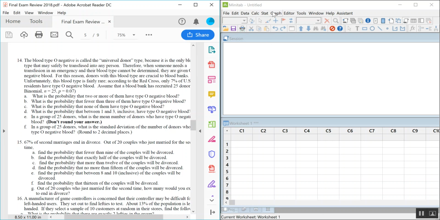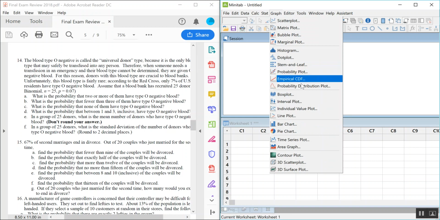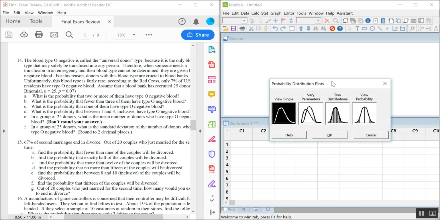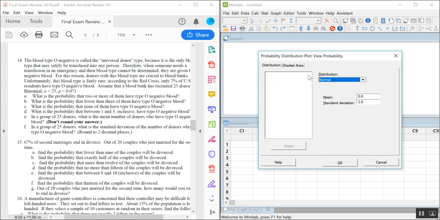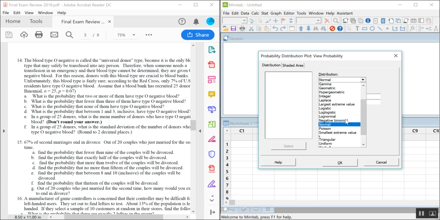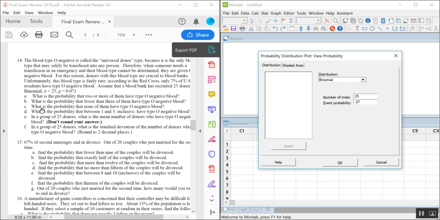We would do that in Minitab using Graph, Probability Distribution Plot. We always choose View Probability. We're going to change this from the normal to the binomial, which is going to be near the top since it starts with a B. The number of trials: there are 25 individuals in my sample. The event probability is always your probability of success, which for us is having type O blood, and that's 7% of individuals in the United States at the time this question was written.